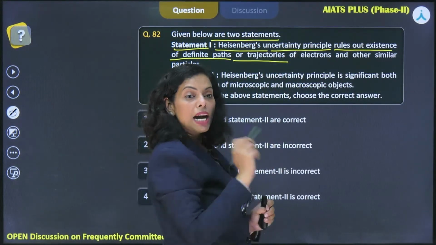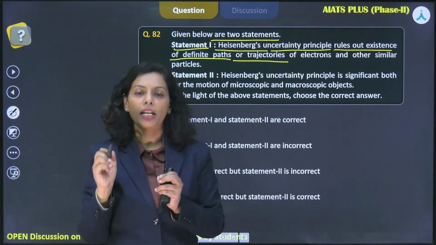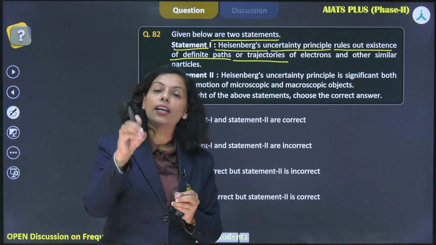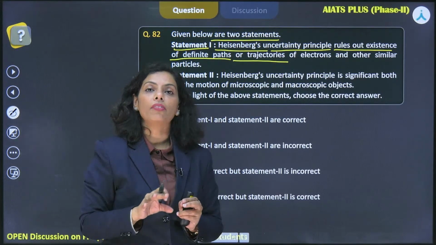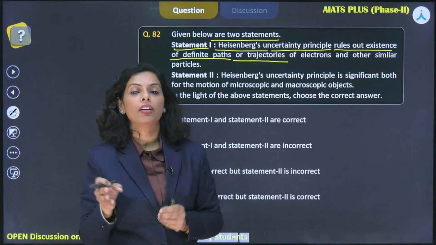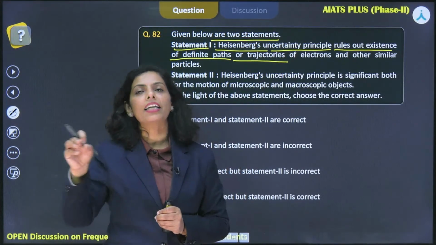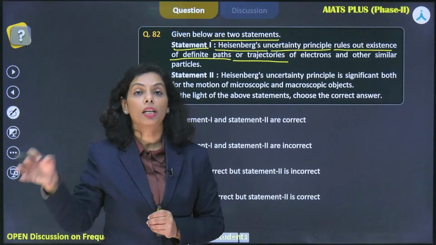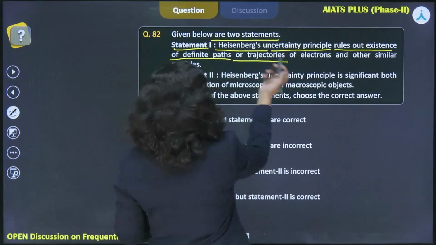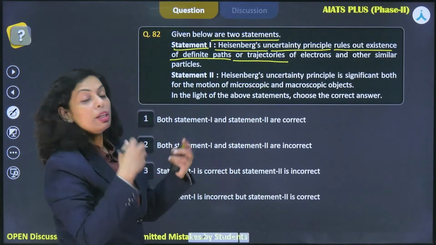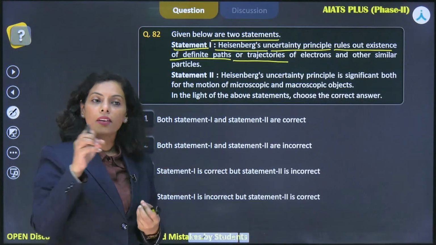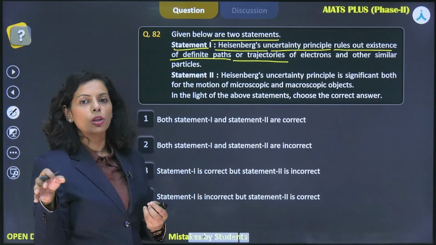It definitely tells us that if you are talking about a microscopic particle, and if you are able to identify its exact position, then you cannot identify its exact momentum. It means simultaneously you cannot identify the exact position and the exact momentum of a subatomic particle or microscopic particle, right? So it also rules out the existence of a definite path.